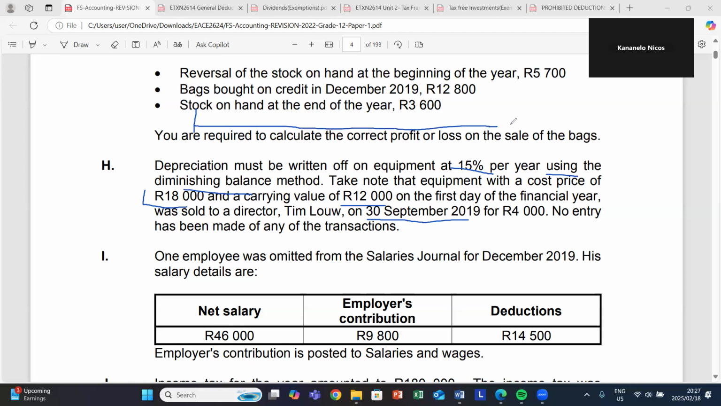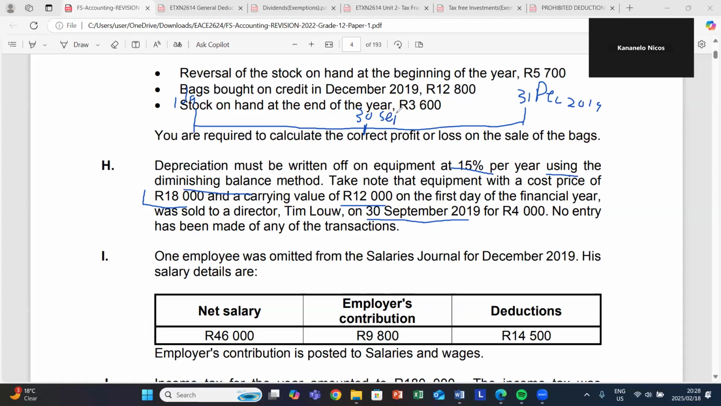Remember, I was dealing with this question paper last week. Our financial year begins on the 1st of January 2019, and then it ends on the 31st December 2019. And then what did they actually say here? They told you that on the 30th of September, in your financial year, you will highlight 30th of September. So 30th of September is probably here.